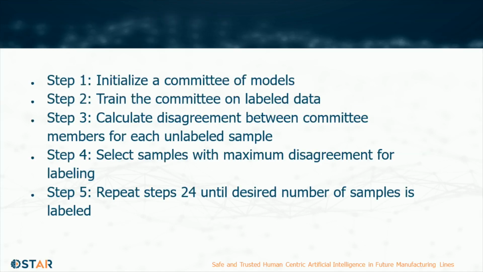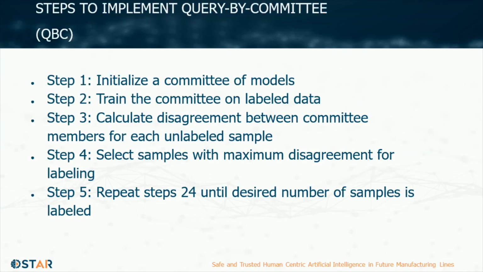Here are the steps to implement query by committee. Step 1. Initialize a committee of models, typically with different initializations or using different algorithms. Step 2. Train the committee on the labeled data. Step 3. Calculate the disagreement between the committee members for each unlabeled sample. Step 4. Select the samples with maximum disagreement for labeling. Step 5. Repeat steps 2 to 4 until the desired number of samples is labeled.